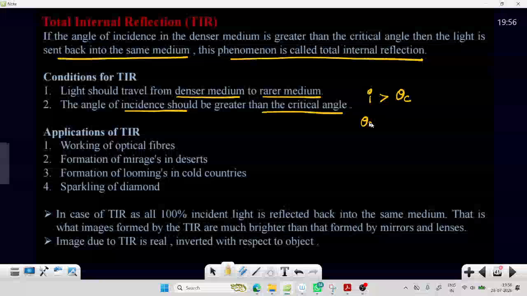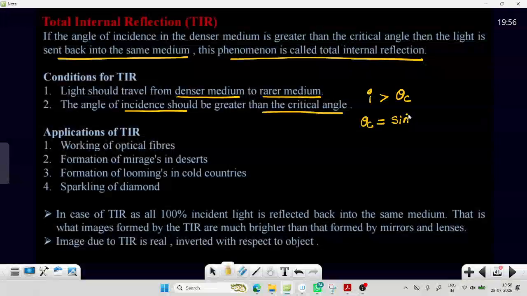So I is the angle of incidence, and it must be greater than the critical angle. What is the critical angle formula? It is given as sine inverse of mu r by mu d. Mu r means the refractive index of the rarer medium, and mu d means the refractive index of the denser medium.